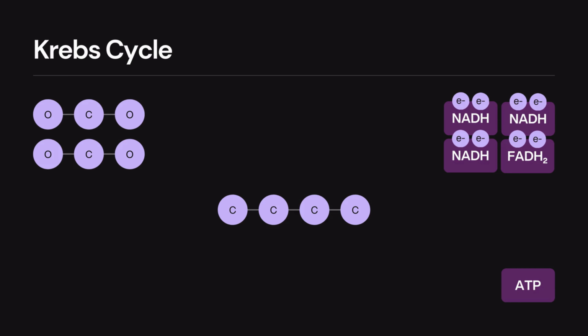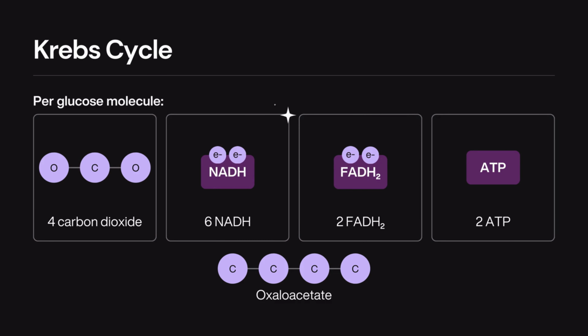Each full turn of the Krebs cycle yields 3 NADH, 1 FADH2, and 1 ATP or GTP, as well as releasing 2 molecules of CO2. Additionally, oxaloacetate is regenerated at the end of each cycle, allowing it to react again with a new acetyl-CoA molecule. Because each glucose molecule produces 2 pyruvate molecules and thus 2 acetyl-CoA molecules, the cycle turns twice per glucose molecule, yielding a total of 6 NADH, 2 FADH2, and 2 ATP or GTP molecules, along with 4 molecules of CO2.